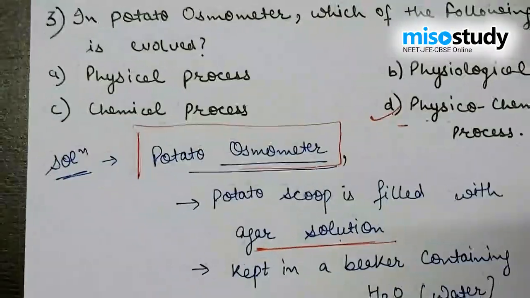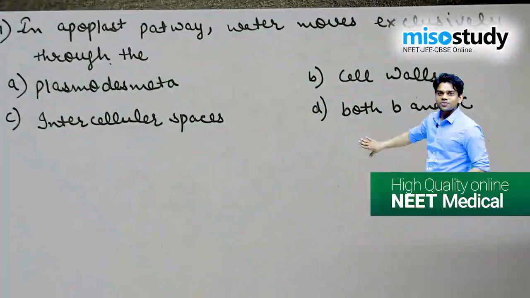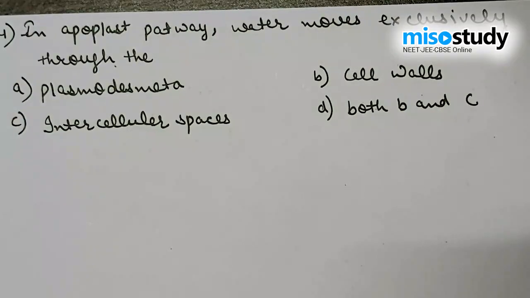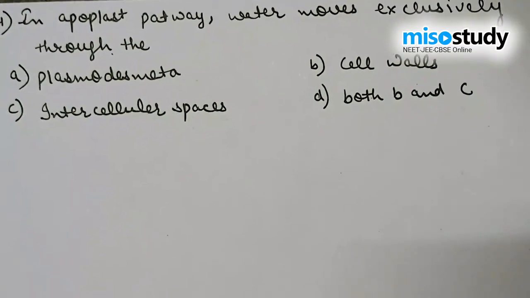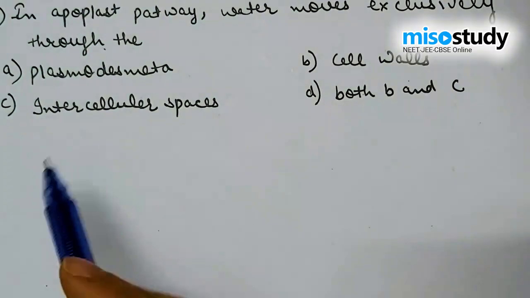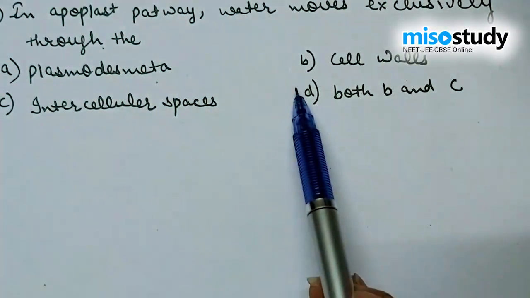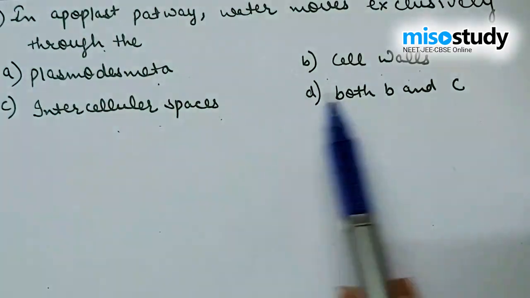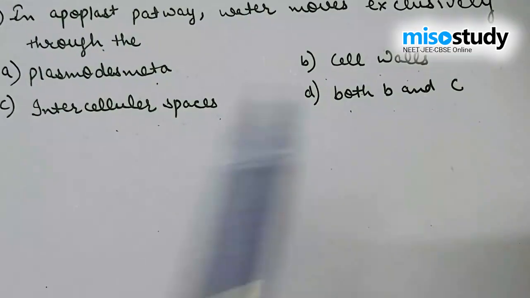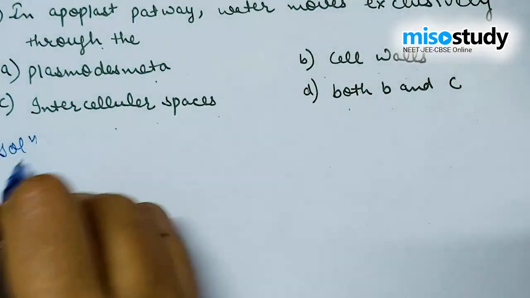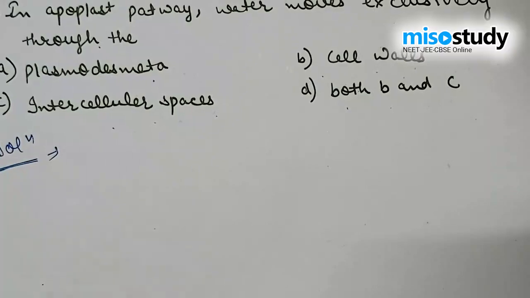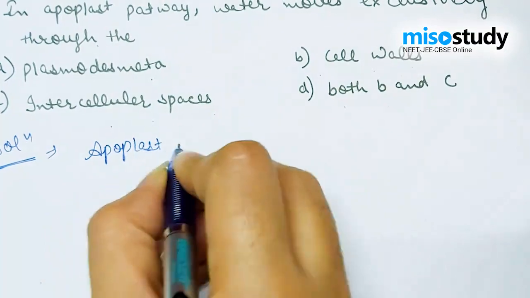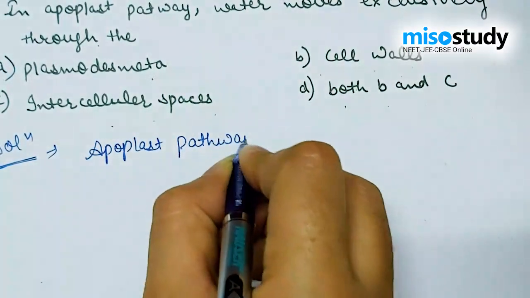Let's discuss the next question from transport in plants. In the apoplast pathway, water moves exclusively through option A, plasmodesmata, B, cell walls, C, intercellular spaces, D, both B and C. Before discussing in detail, first of all we'll discuss the apoplast pathway.